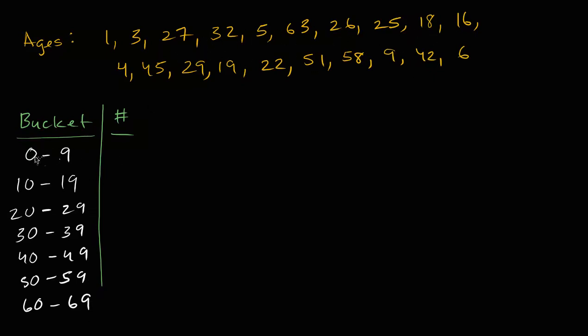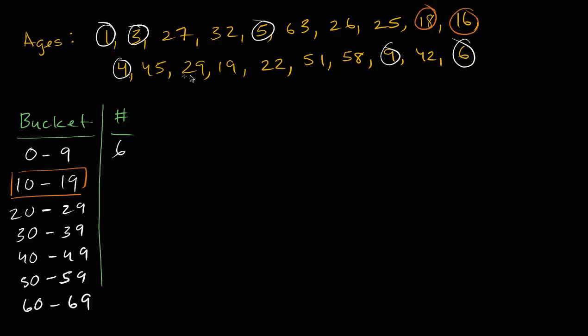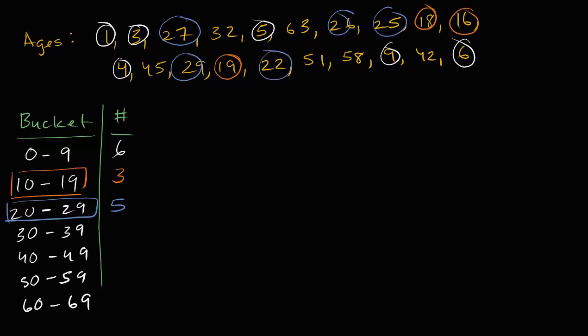So then how many people fall into the 0 to 9-year-old bucket? Well, it's going to be 1, 2, 3, 4, 5, 6 people fall into that bucket. How many people fall into the 10 to 19-year-old bucket? Well, let's see. 1, 2, 3. 3 people. And I think you see where this is going. What about 20 to 29? So it's 1, 2, 3, 4, 5 people. 5 people fall into that bucket.